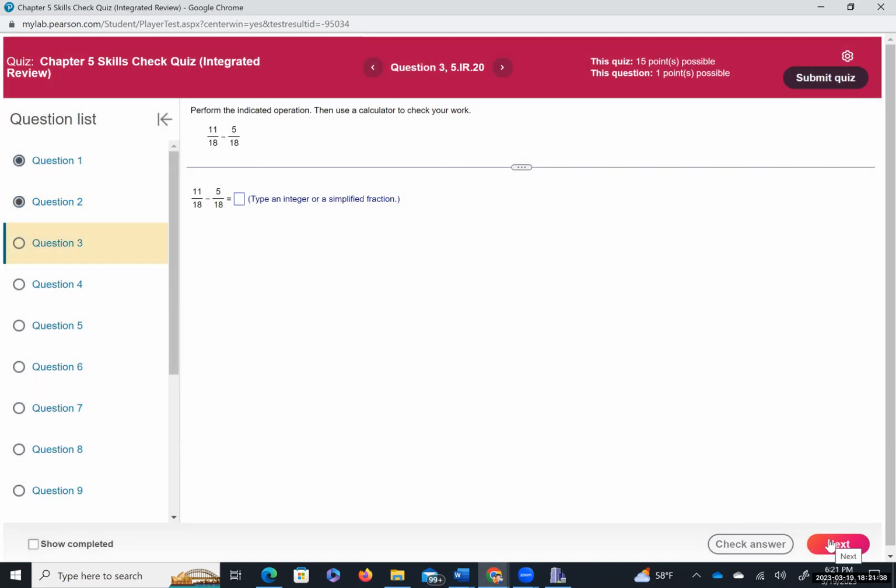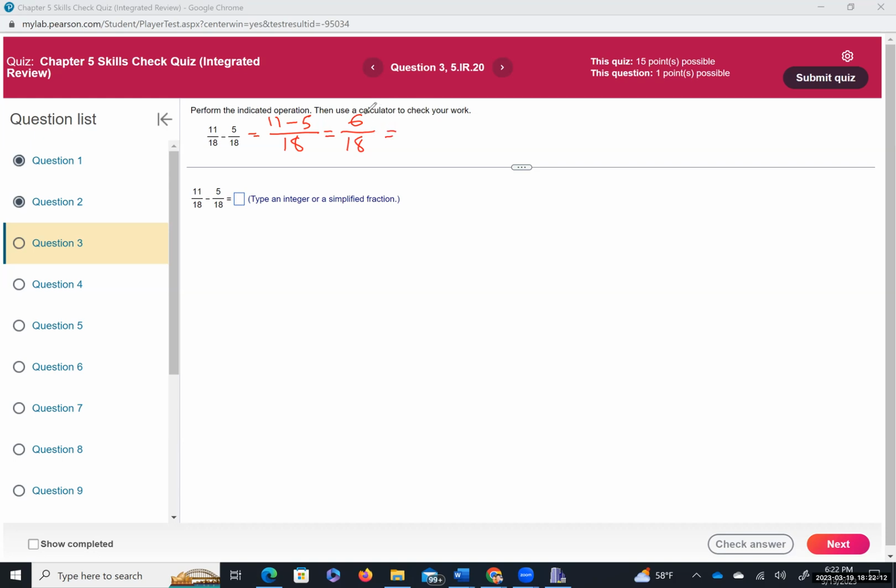Now this is subtraction between two fractions. In order to do subtraction or addition between two fractions, you must have the same denominator, right? Right now you have the same denominator, so you can just do the operation in the numerator only and keep the denominator the same, which is 18. So do 11 minus 5 on the top, and this is going to equal 6 out of 18. Then you have to simplify it.